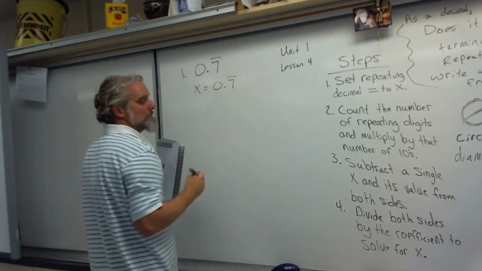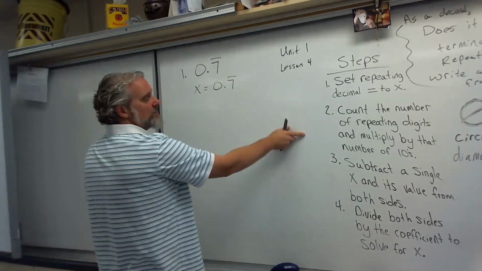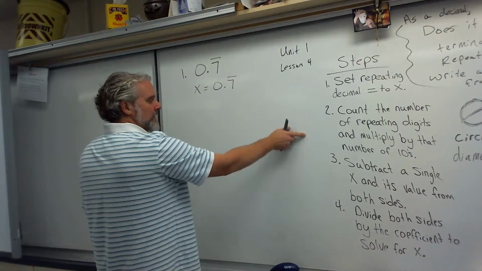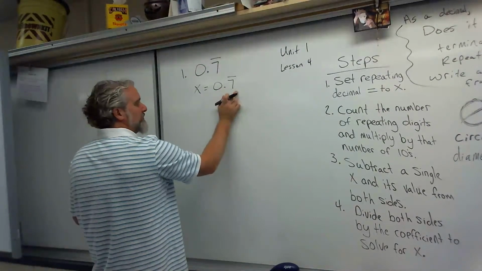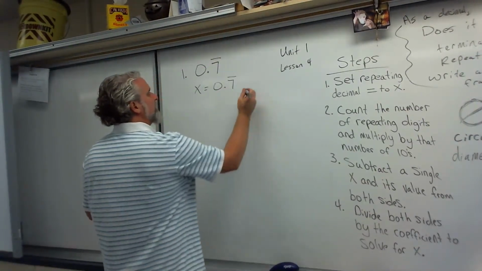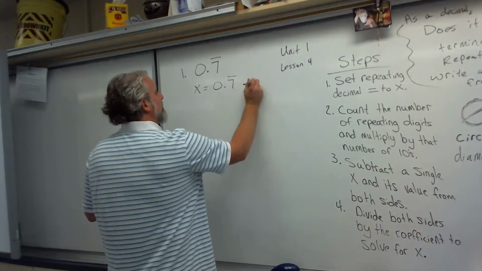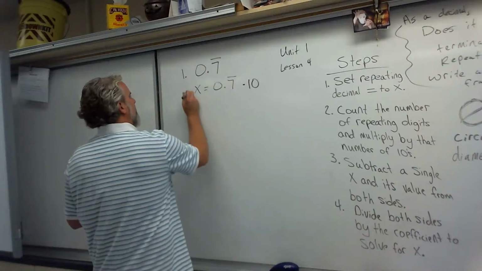0.7 repeating. Next, we have to count the number of repeating digits and multiply by that number of tens. So that many number of tens. So we have one repeating digit. It's 0.777. So that's just one digit. So we're going to multiply both sides by 10 to the first power, or just by 10 one time.